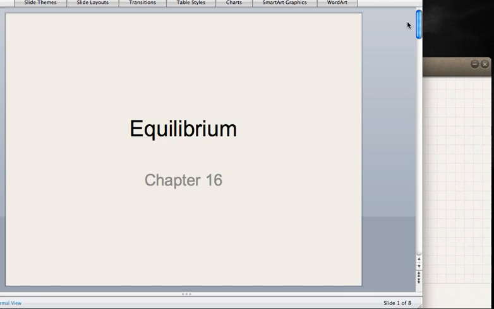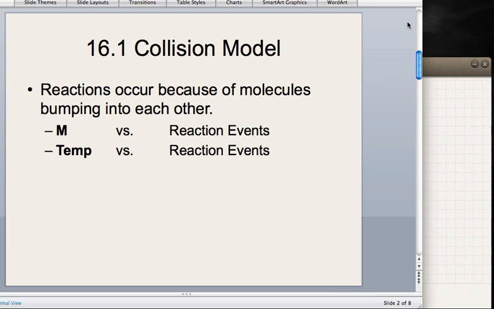Chapter 16, Equilibrium. This chapter deals with reactions that do not occur in one direction. One of the underlying ideas in this chapter is what's known as the collision model.